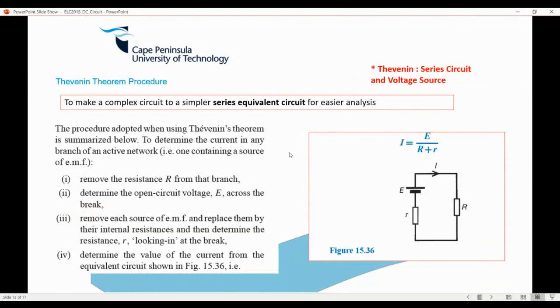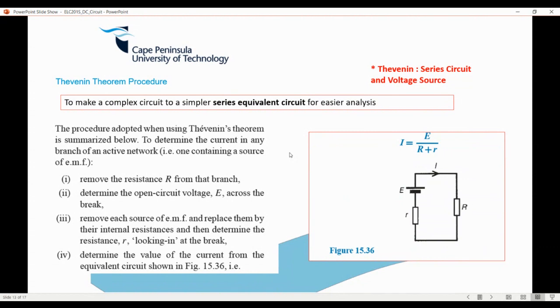If you have a complex circuit, you're going to simplify everything into a basic series circuit. The procedure when using Thevenin's theorem: you remove the resistance you want to find. It's kind of like a superposition technique. You find the open circuit voltage, so you remove the resistance, open the circuit, and find the voltage across that open branch. Afterwards you have to look into the break.